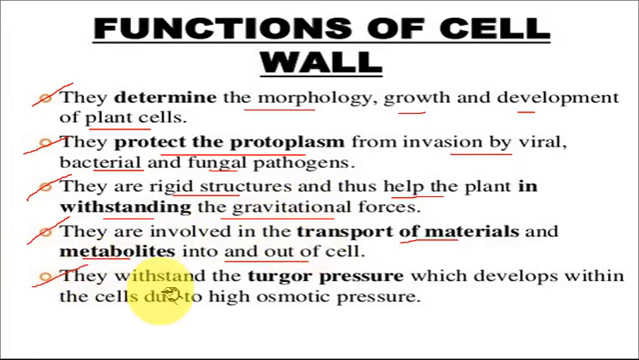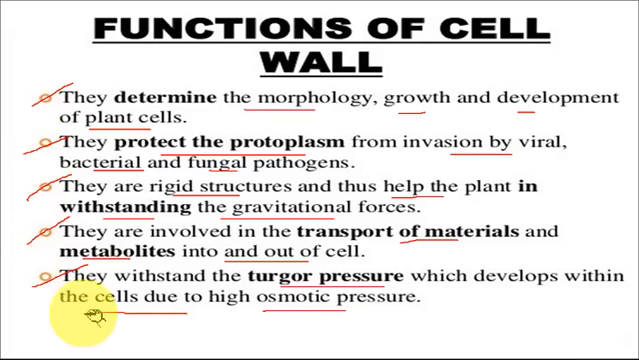The last one is they withstand the turgor pressure which develops within the cells due to high osmotic pressure. So whenever there is a lot of inflow of water, the cell becomes turgid, and whatever pressure is created can be withstood by the cell wall because of its flexible nature. So these are a few important functions of a cell wall.